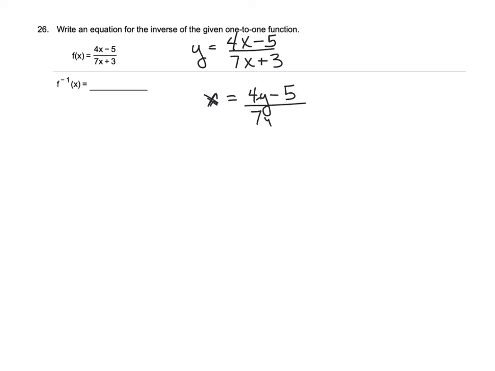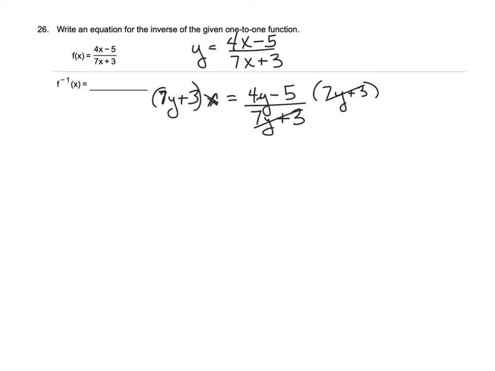Okay, 7y. And now you just need to solve it. We're going to solve it for y equals. So when you have the fraction, the first thing we want to do is get rid of that denominator. And the quickest way is you can multiply both sides by the denominator. Multiply both sides by 7y plus 3. That's a 7. This allows us to be able to cross out our denominator.